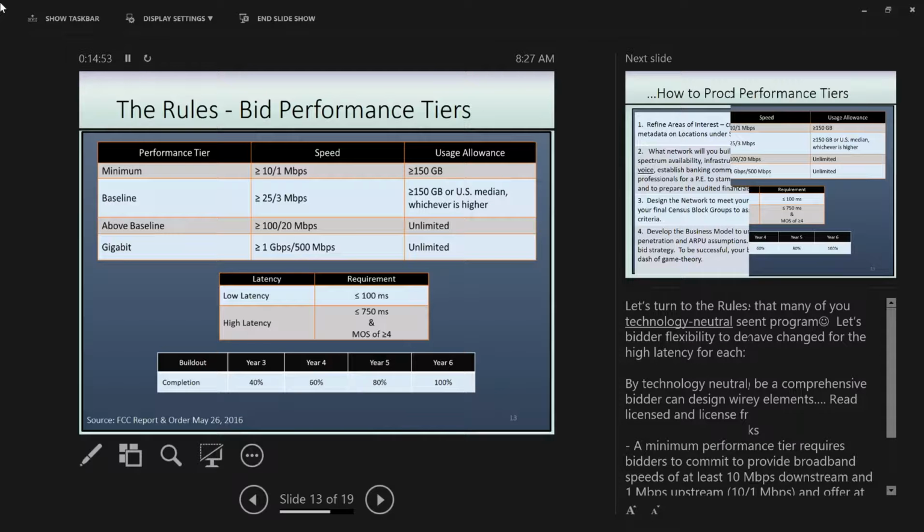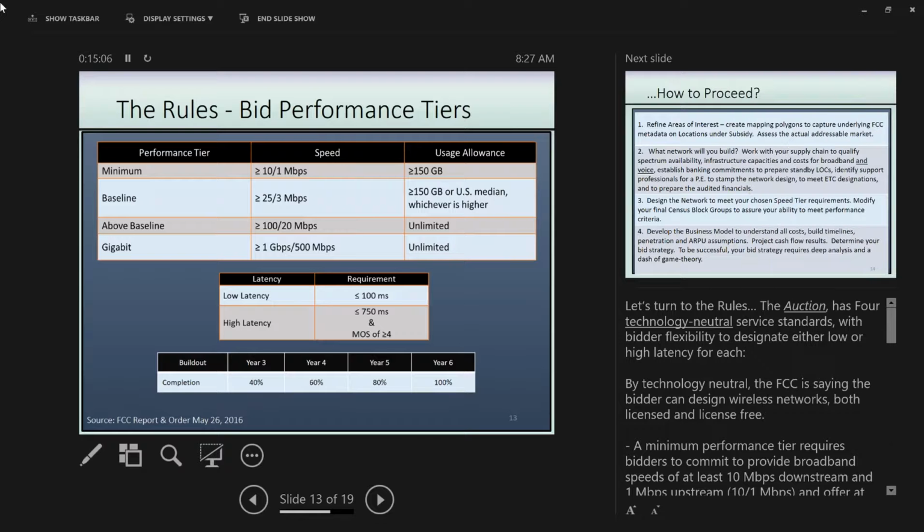The baseline, which is where the FCC would prefer to go as they try to move upwards toward rural households having the same level of service as those in urban areas, has moved to 25/3 megabits per second, each with a 150 gig data cap usage allowance. The above baseline tier of 100/20 was established with an unlimited usage allowance, and gigabit with 500 megabit upstream commitment is also unlimited data usage. Note, and this is important, that when the FCC states a performance tier of 25/3, for example, that means sustained rate during peak usage periods.